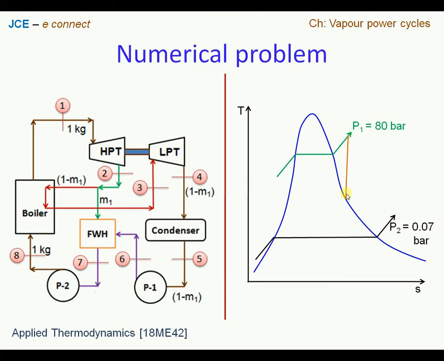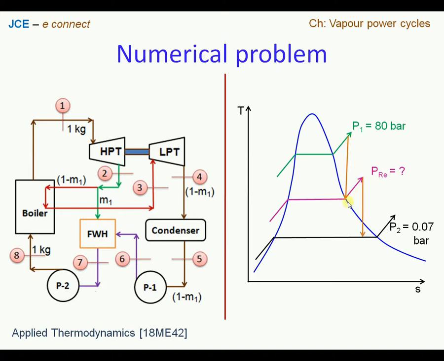So we have expansion, and the expansion happens until the steam reaches the dry saturated vapor curve. So it exactly touches the dry saturated vapor curve. That is where we have the reheat pressure curve, which is shown here with the pink curve. So we have a reheat pressure which we don't know, we have to work it out.